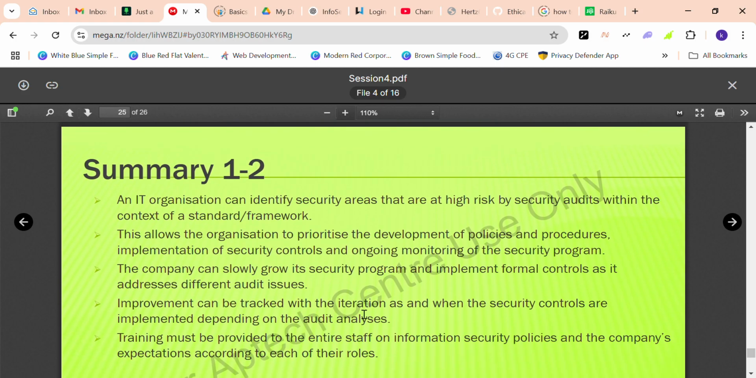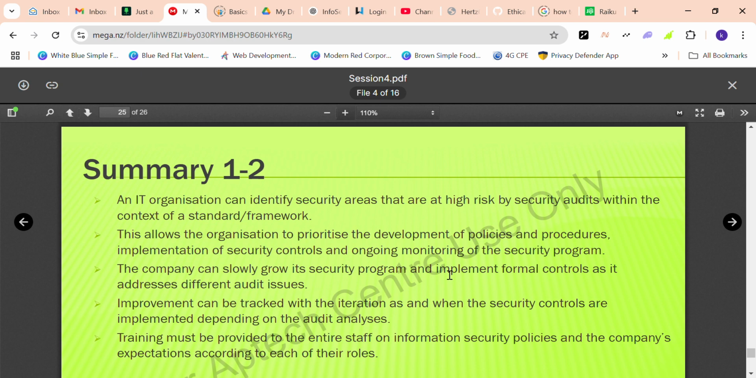This is the summary of today's class. We talked about how an IT organization can identify security areas that are at high risk by security audits within the context of a standard or framework. This allows the organization to prioritize the development of policy and procedures, implementation of security control, and ongoing monitoring of the security programs. The company can slowly grow its security program and implement formal control as it addresses different audit issues. Then improvements can be tracked with iteration when the security controls are implemented, depending on the audit analysis.